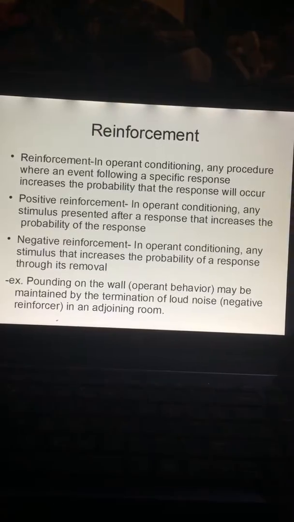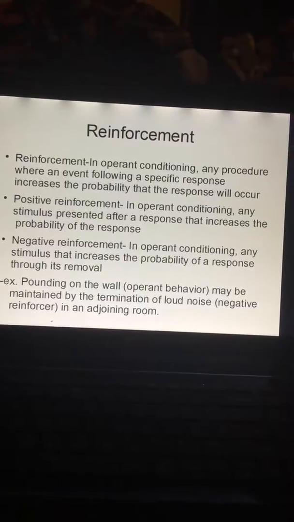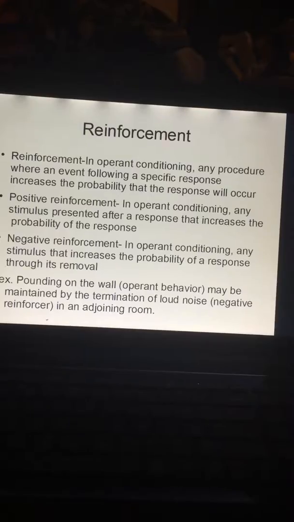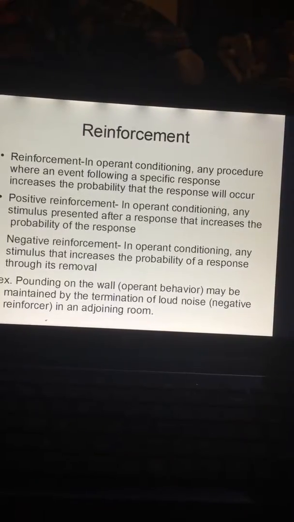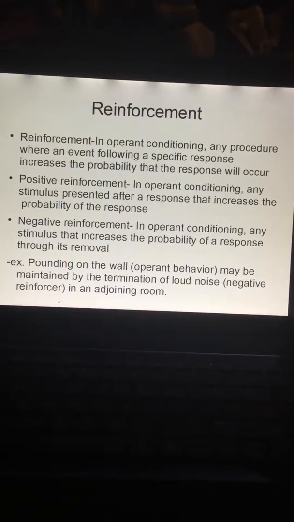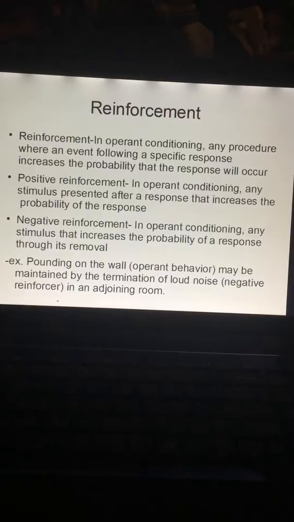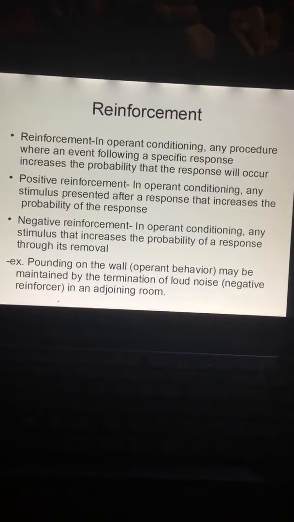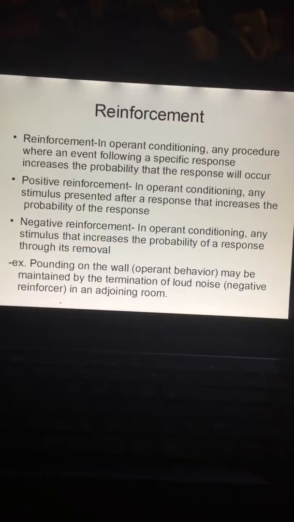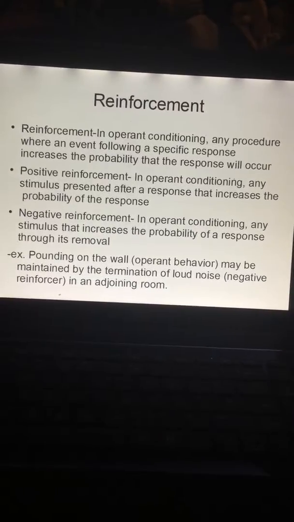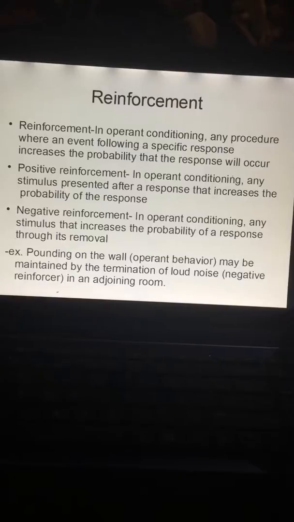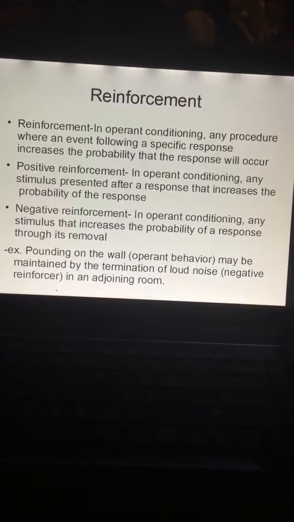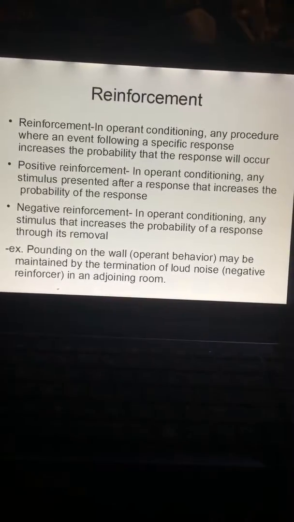Now, operant conditioning conditions voluntary behaviors, or operants. Now, there's 2 types of reinforcement. Reinforcement is anything designed to increase the probability that a response will occur. Positive reinforcement involves presenting a stimulus after a response that increases the probability of that response.